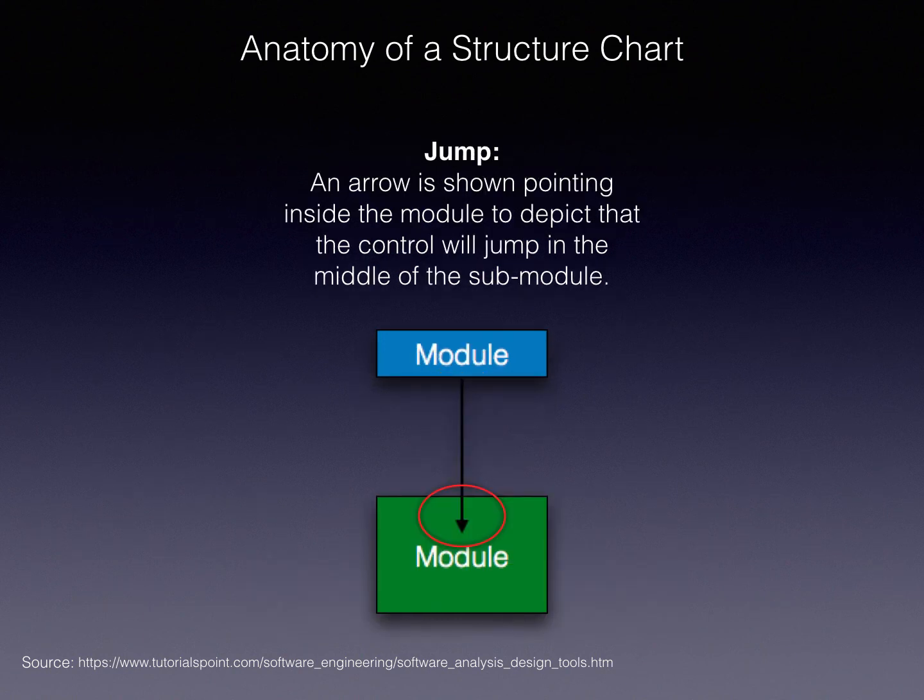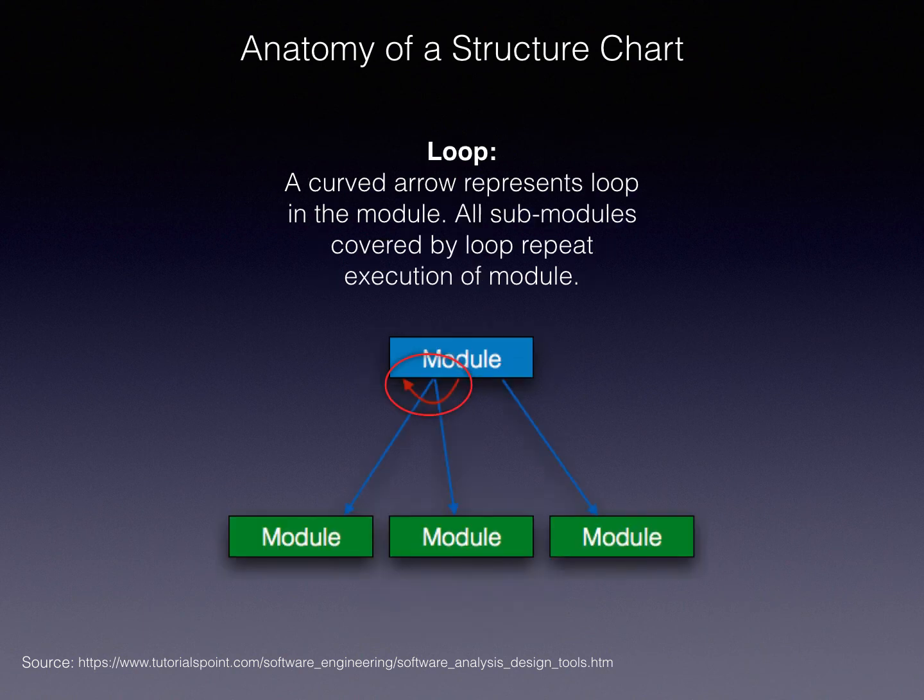Then you have a jump. This is represented by an arrow pointing inside the module. It's very important that it doesn't stop above. It needs to go actually inside that rectangle. And this will depict that the control will jump in the middle of the submodule. Then you have a loop. This is represented by a curved arrow in the module or just below it. All submodules covered by a loop repeat execution of that given module.